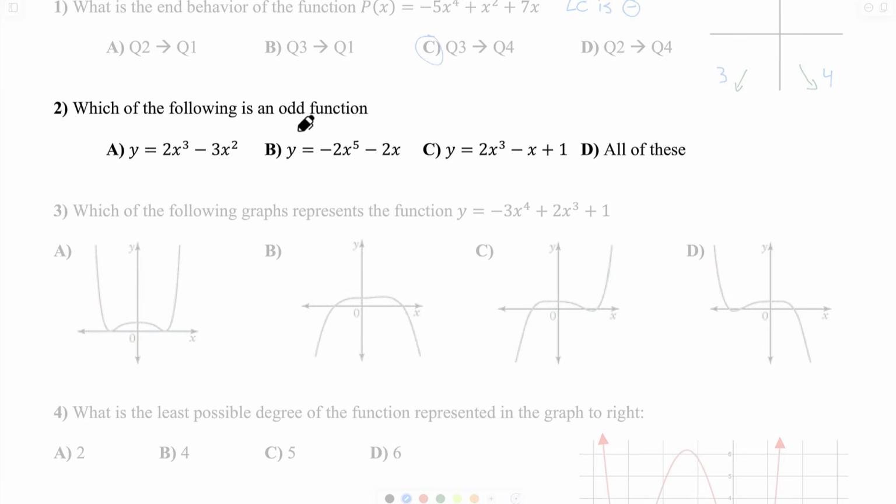Number 2, which of the following is an odd function? We'll have to be careful here. It doesn't say what's an odd degree function. It just wants to know what's an odd function. Odd functions, all of the terms in the function are odd degree.